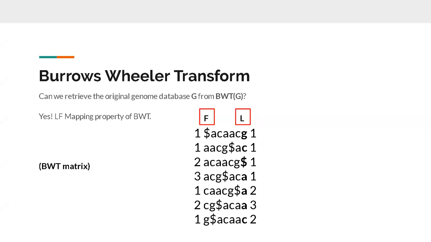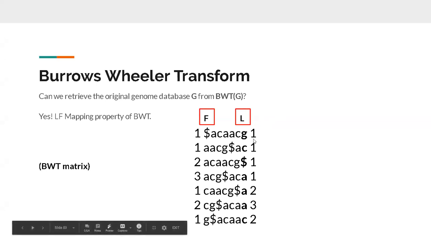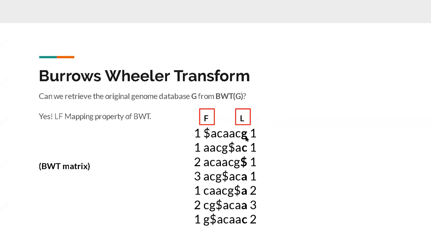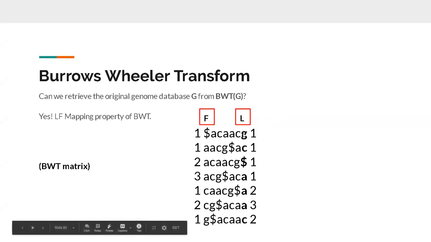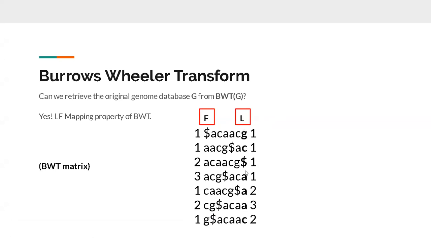We are going to talk about the LF mapping property. So now L stands for last, F stands for first. And what we are going to do now is assign ranks to the last and the first columns over here. What I mean by rank is whenever I go from top to bottom and start looking at these nucleotides, what is the nucleotide number that I'm looking at?